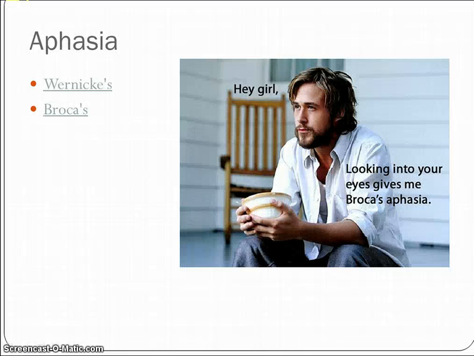If you have a hard time remembering or distinguishing between Wernicke's and Broca's, think about the Spanish word for mouth, which is boca. Broca's aphasia is when someone cannot produce language, whereas Wernicke's aphasia is when someone cannot understand language.